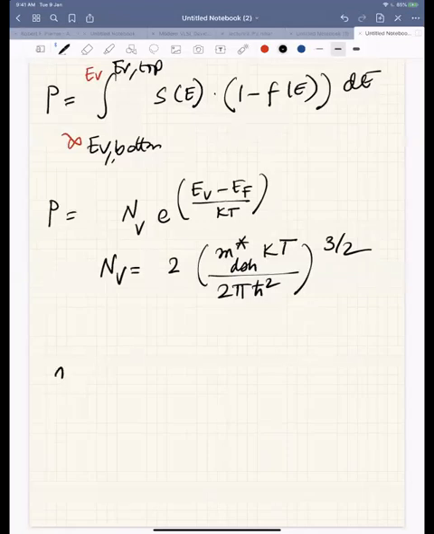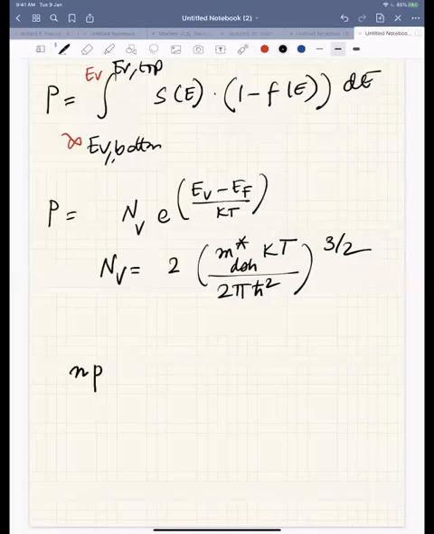Here, n is nothing but the number of electrons in the intrinsic semiconductor, because we are still talking about a pure crystal. We are not talking about defects or doping introduced in it. That's why this is called N0, because this is a pure semiconductor. Or let me stick with n.